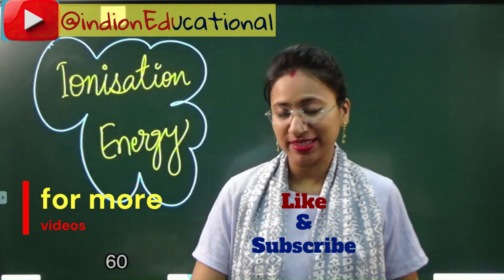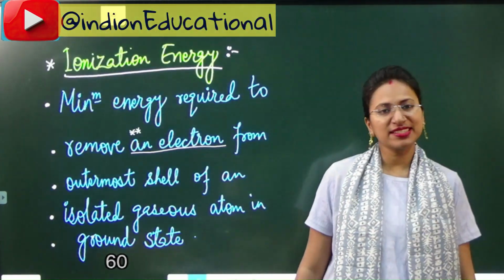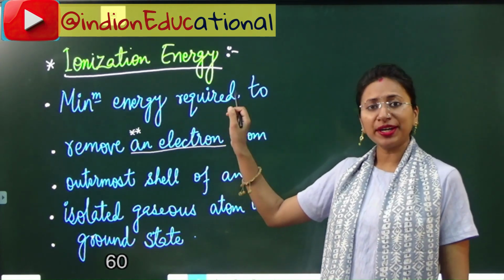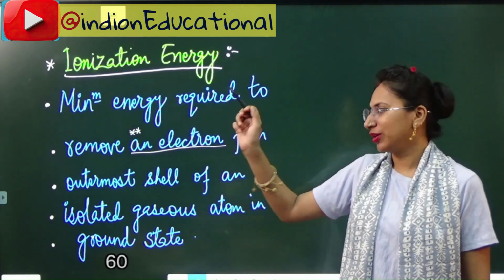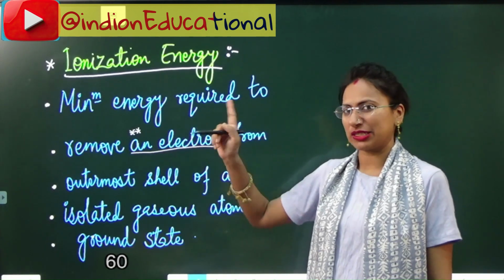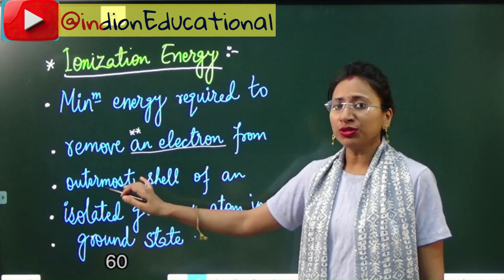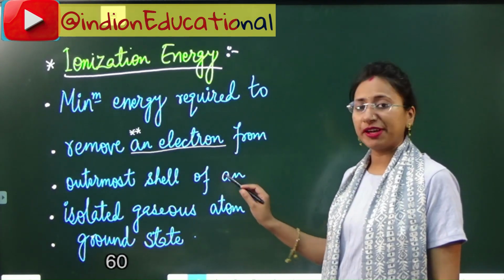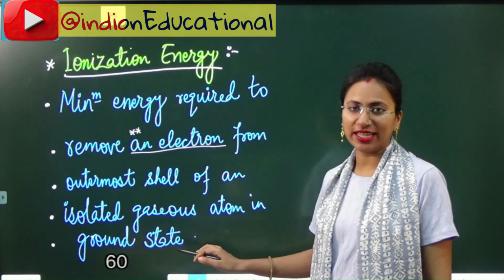Now I am going to discuss ionization energy. Ionization energy is the minimum energy needed to remove an electron. This point is important: a single electron should be removed at a point of time, from the outermost shell, the valence shell, of an isolated gaseous atom in its ground state.